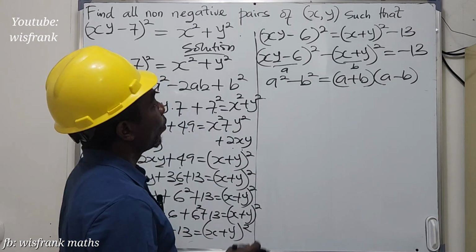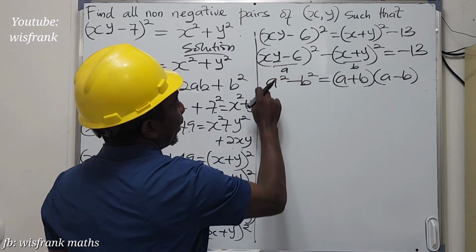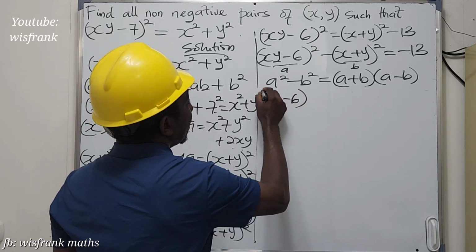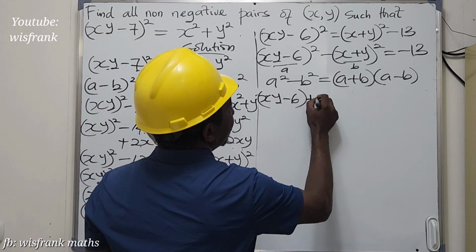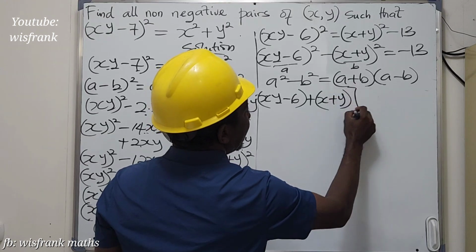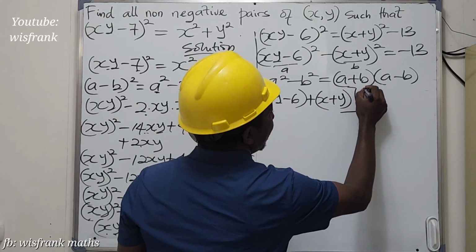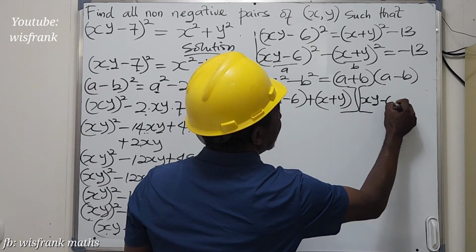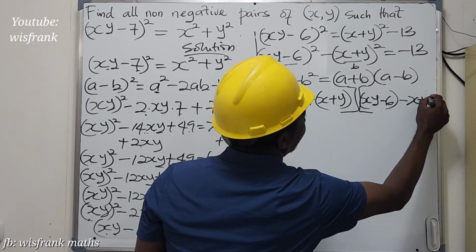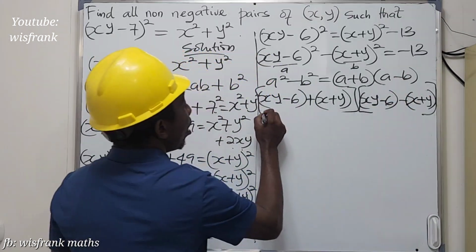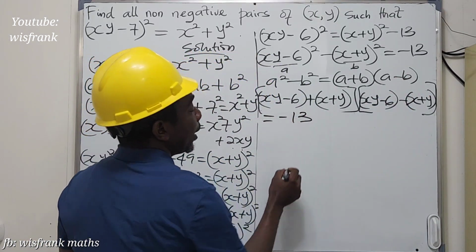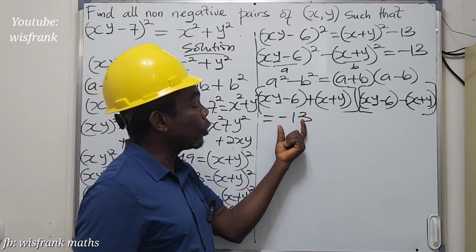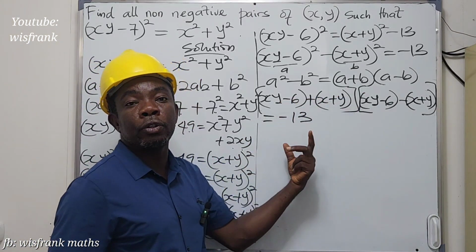So in this case, since we say this is our a, this will become xy minus 6. Then for b, we have plus x plus y. Then this is for a plus b. Then we have here, the a minus b will be xy minus 6 minus (x plus y). This is what we have, all equals minus 13. Here we have these two brackets. It is either the first bracket equals minus 13 or the second bracket equals minus 13.